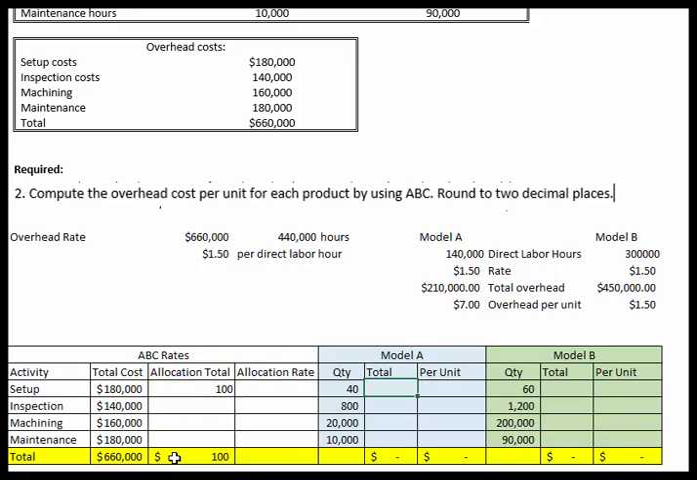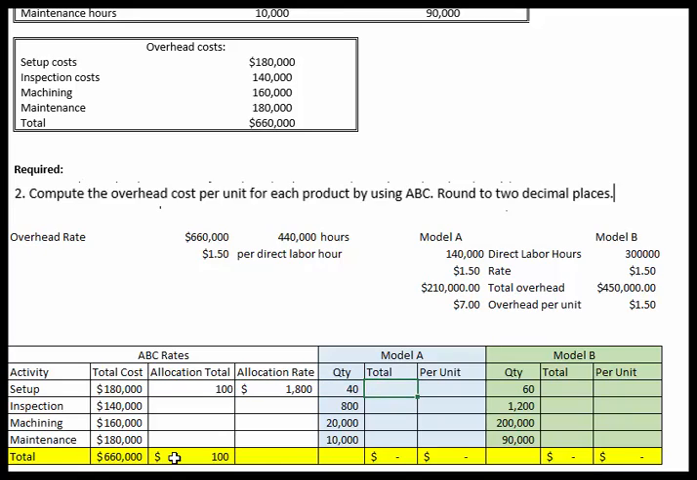production runs. So the allocation total here is the 100, which is the 40 from Model A, and I'll just recreate that down here. We had 40 here and 60 here. So that gave me the 100 here. So we're going to spread those $180,000 out over those 100 production runs. So each production run is going to be allocated $1,800 of setup.